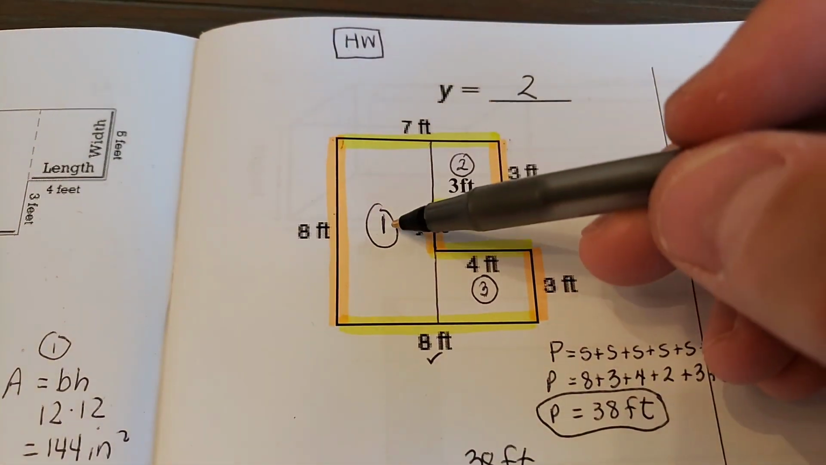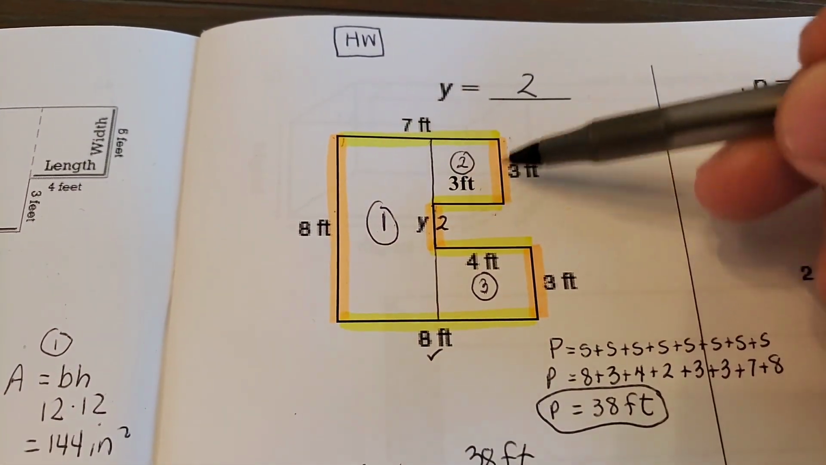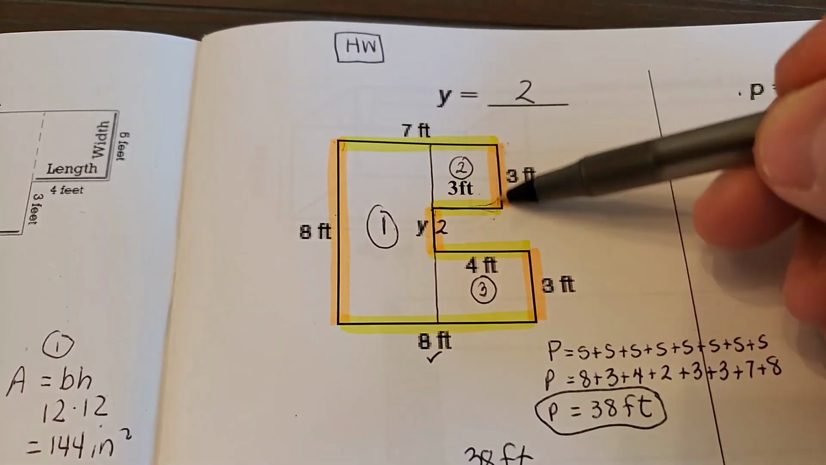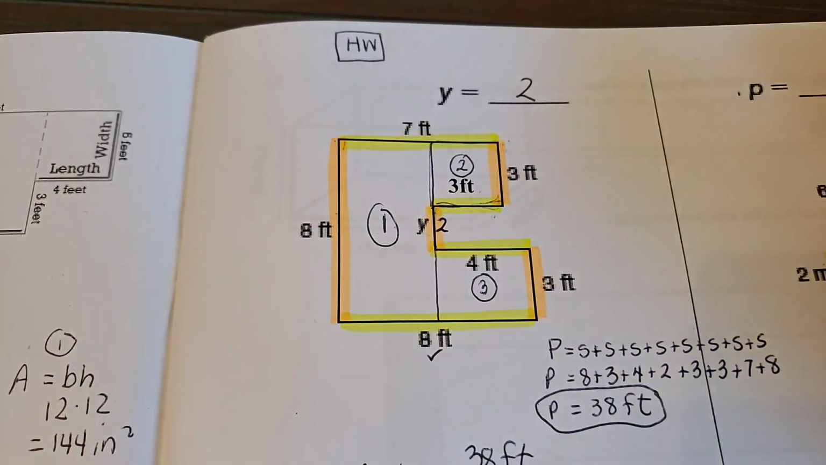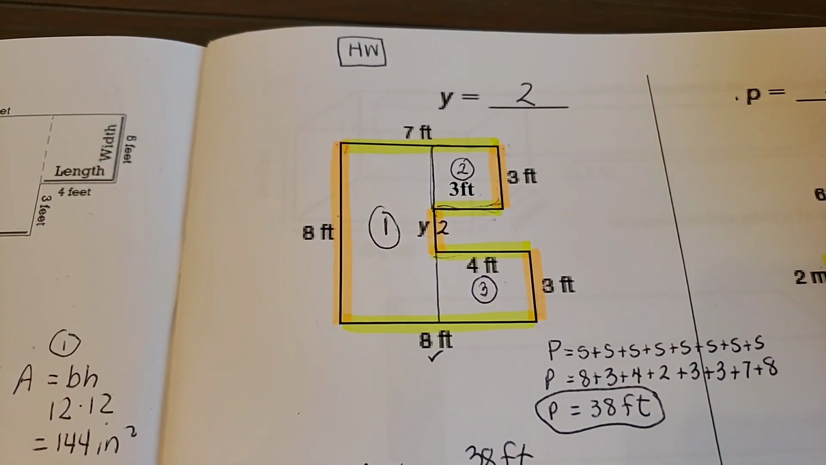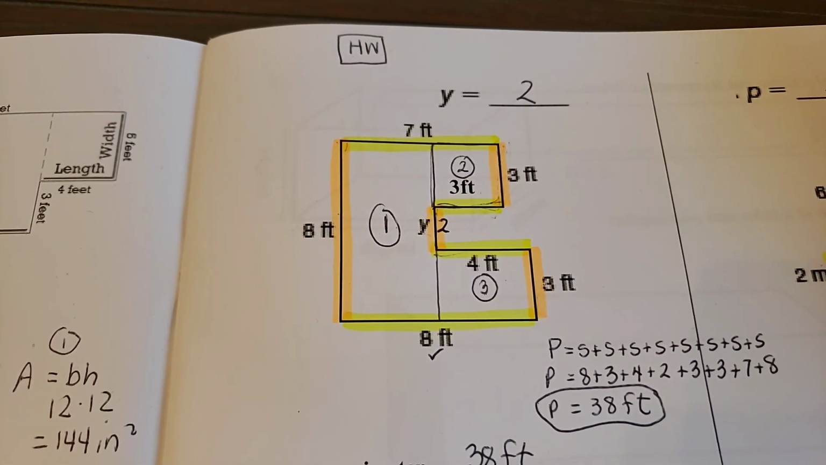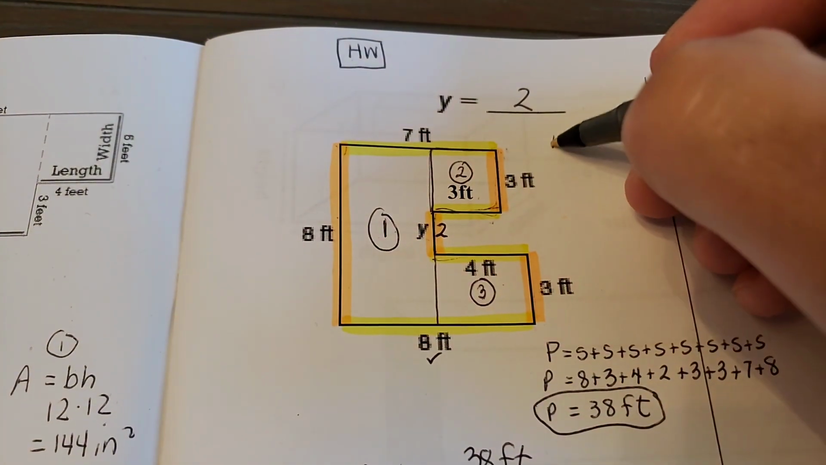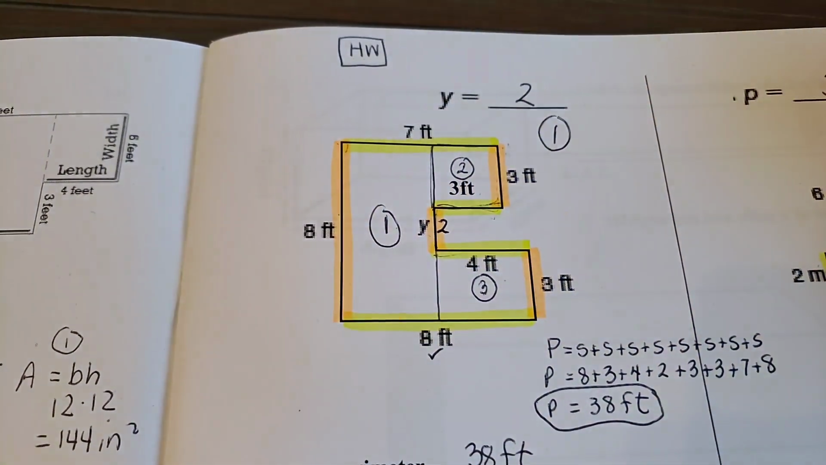Now, all three, we have a rectangle. Looks like we have a rectangle or a square here because we have 3 and 3. That means these are all 3. And I have a 3 and a 4, so that's a rectangle. I'm going to use the formula: area equals base times height. So shape number 1.